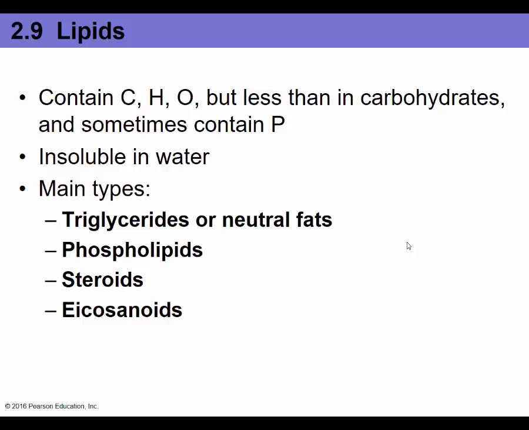Some important lipids that we see in the body are sebum. Sebum is produced by oil glands in our skin, and it helps hydrate the skin. As we age, our oil glands become less active and our skin becomes much drier.